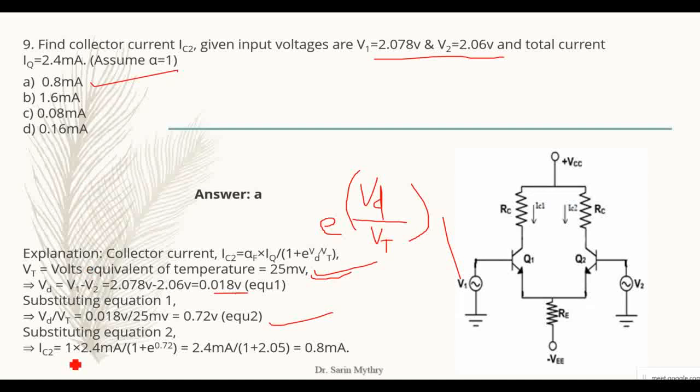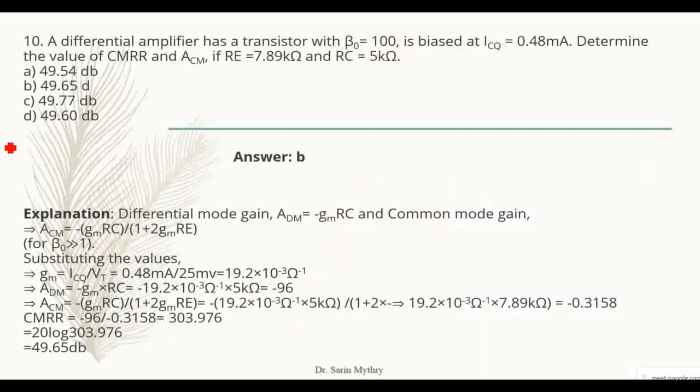2.4 milliamperes divided by 1 plus e to the power of this value. E to the power of how much? 0.72. When you substitute this value, you are going to get the value of IC2 is equal to 0.8 milliamperes. So ultimately, your answer A is the correct one.